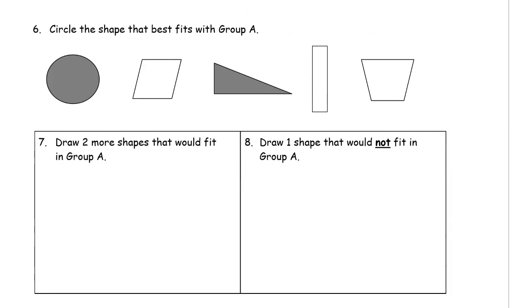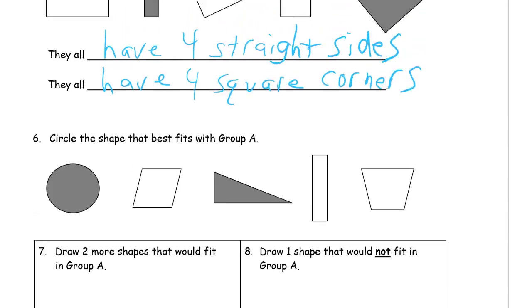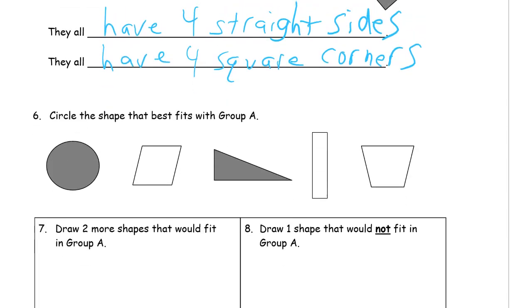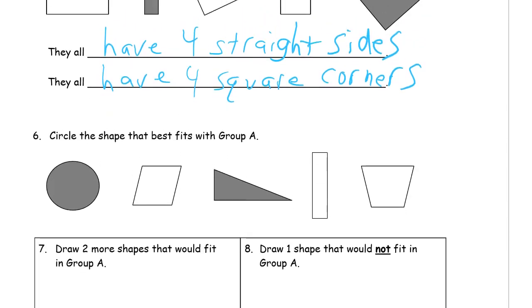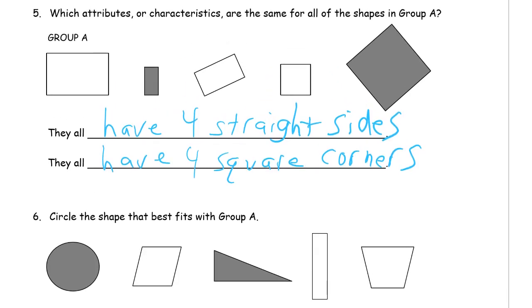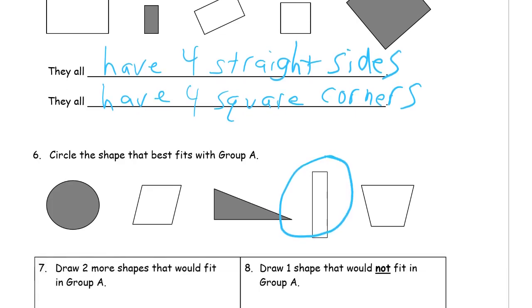And circle a shape that best fits with group A. That's the ones up there. So we're looking for one that has four straight sides. This one has four straight sides and four square corners.